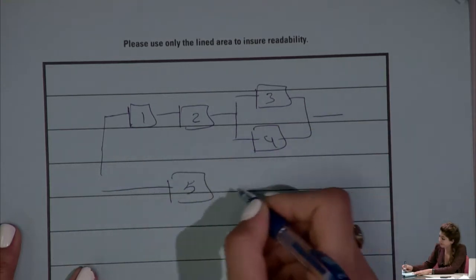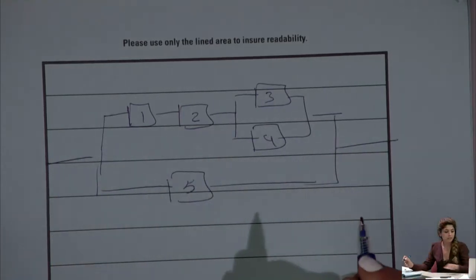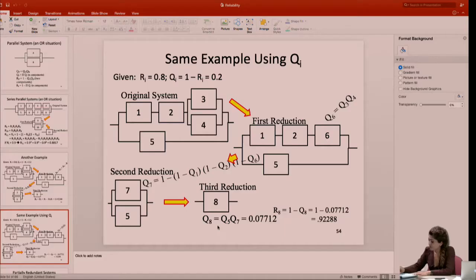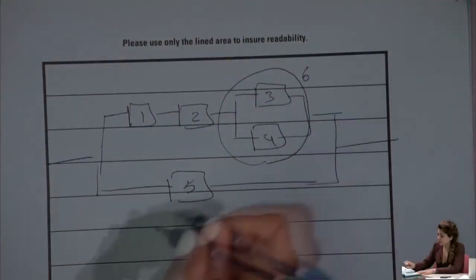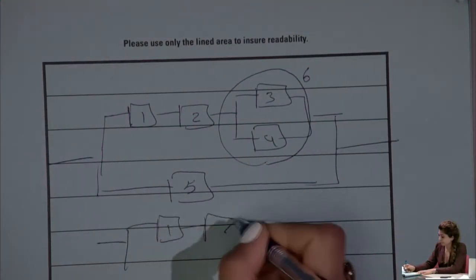And then you have 5 here. Okay. Now let's calculate the probability of failure. So the first reduction, again, is going to be this block that we call 6. So I replace it here. Probability of failure, right? Yes.